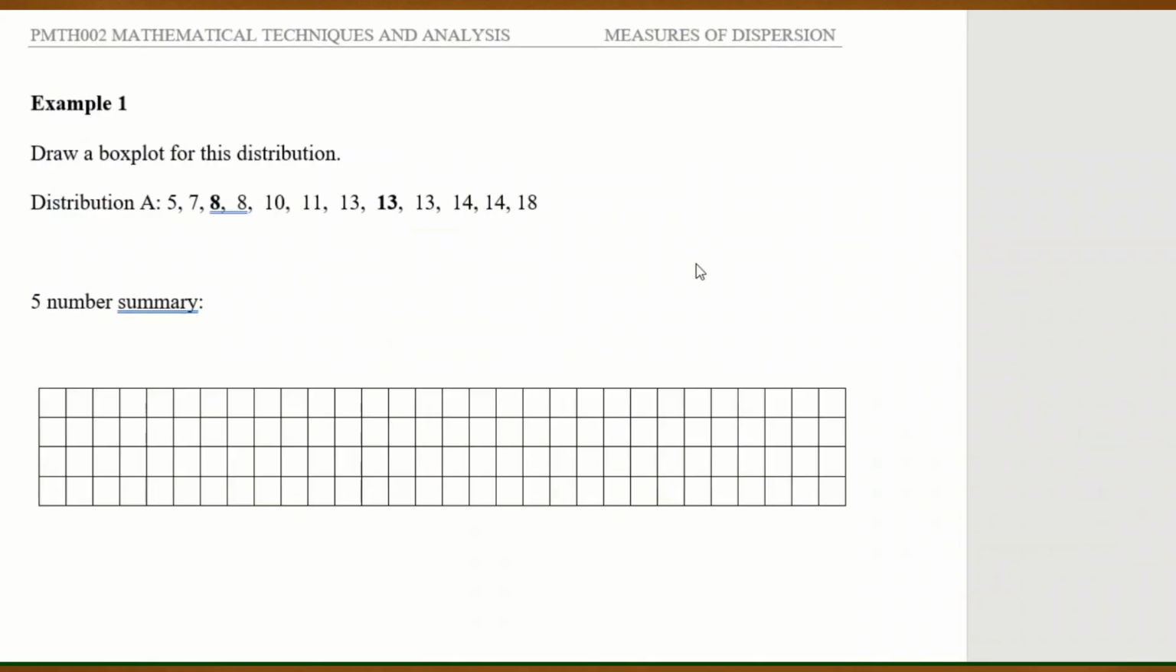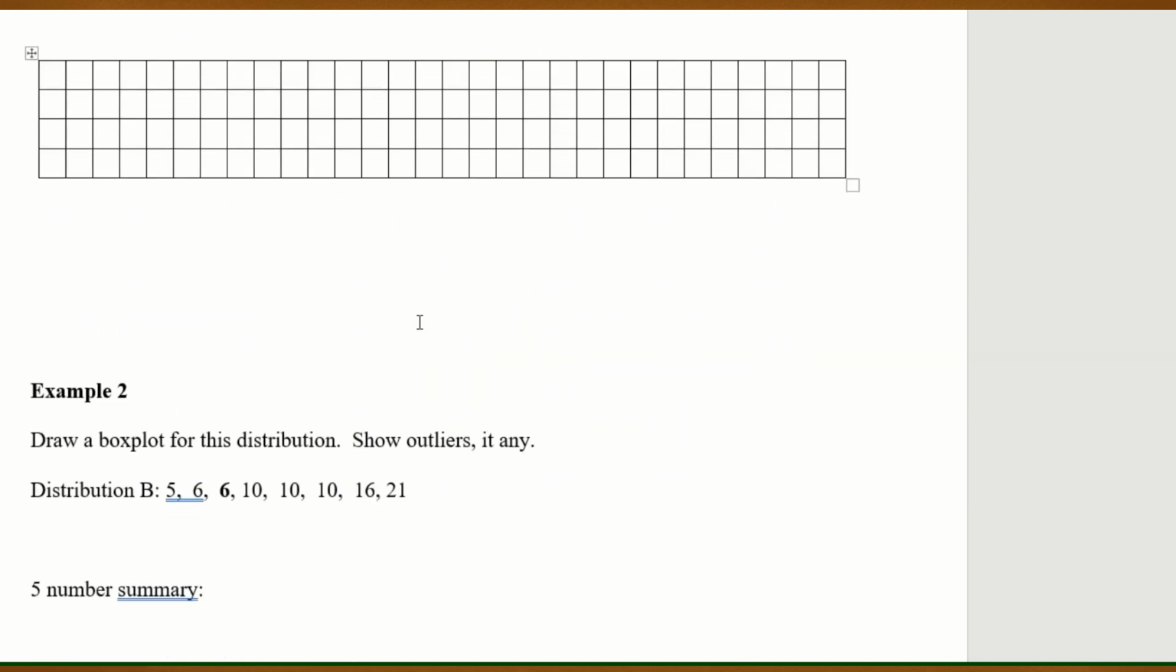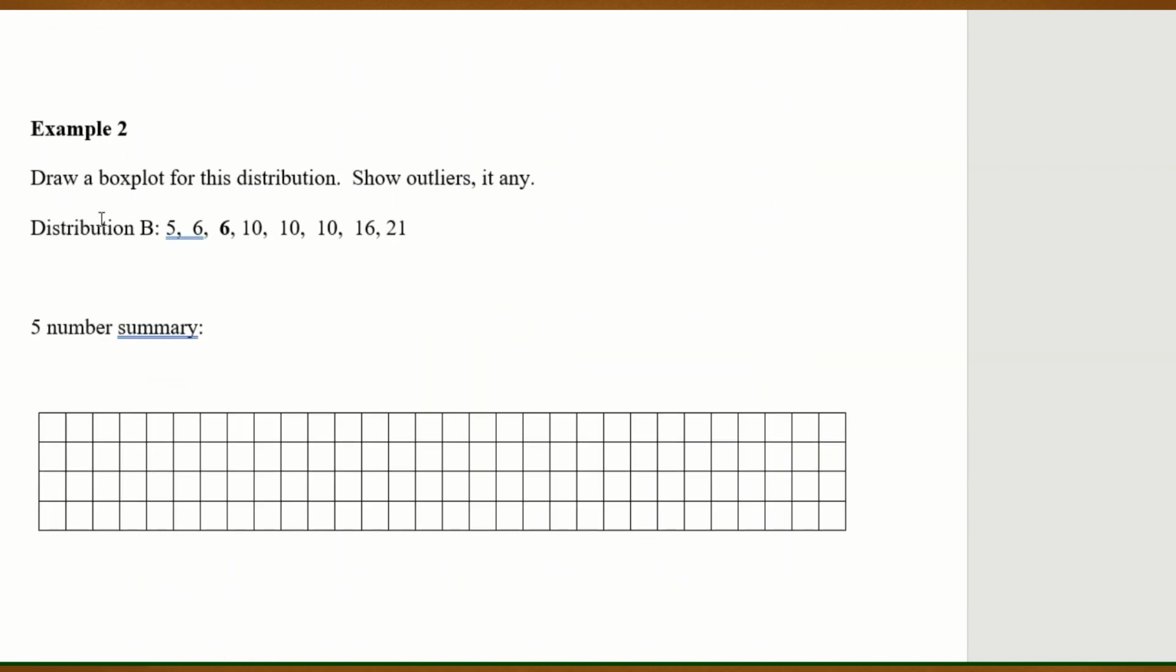Understand? Okay, so that's example 1. Please pause the video as you go along. You can pause, draw this, make sure it looks correct, then move on to example 2. Example 2 states, draw a box plot and show outliers if any. The moment you see show outliers, you have one extra step. You find the 5-number summary and you have to find the upper and lower boundary too.